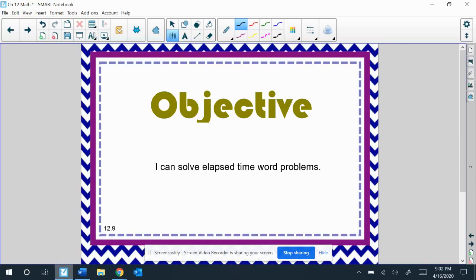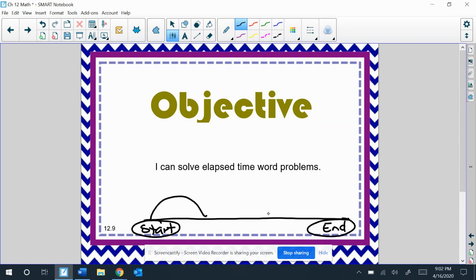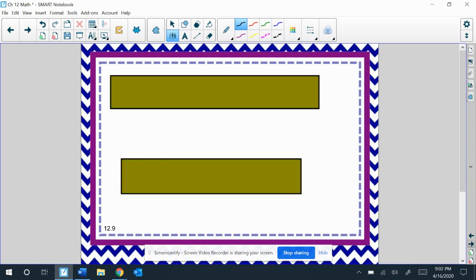Yesterday, we solved elapsed time word problems. Now, if you remember correctly, we used a number line where we had either a start time or an end time. And then we did jumps either forward or backwards to get to our answer. We're going to do the same thing today. Here's the first problem.